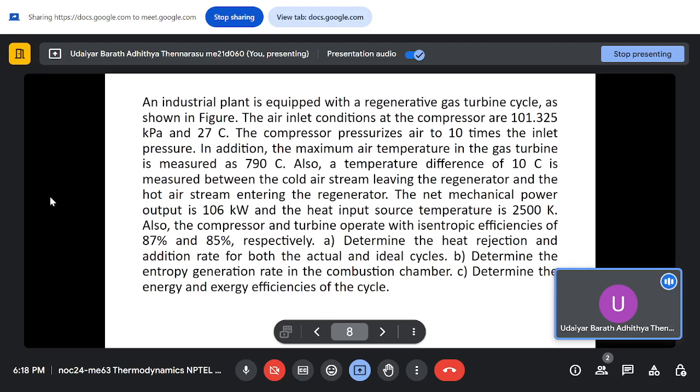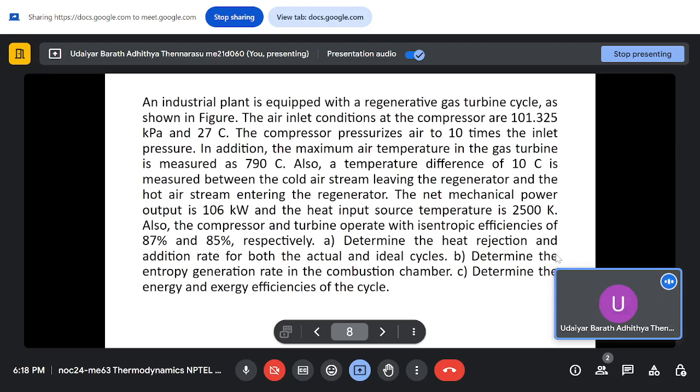The net mechanical power output is 106 kilowatt. So the net mechanical power is your turbine work minus compressor work. So that is the power which you get. Power output is given as 106 kilowatt, and the heat input source temperature is 2500 Kelvin. So this is the source from where you are getting heat, that is given. Also the compressor and turbine operate with isentropic efficiency of 87% and 85%.